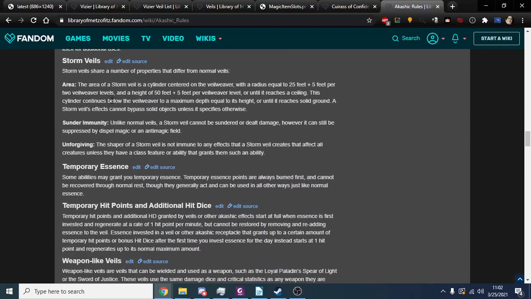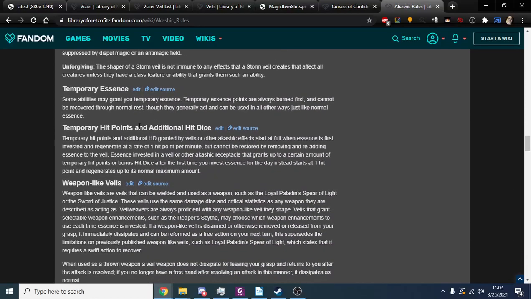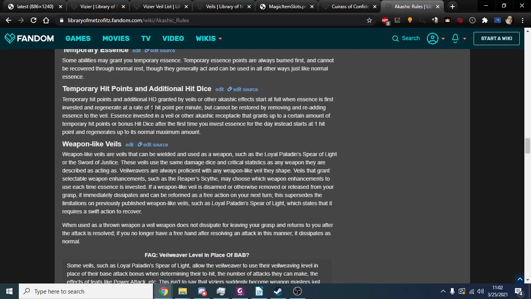Continuing on, we can see things like the Storm Veils, which we're not going to get into because that's part of the Stormbound class. We'll get into that in a later video when I talk about the Stormbound in depth. You can see here Temporary Essence. Temporary Essence is something that you get through various abilities, some feats, items, things like that. Class features a lot of times will give you Temporary Essence. Temp E is always burned first and cannot be recovered through normal rest, but it otherwise just acts like normal essence. Sort of like temporary hit points, essentially.